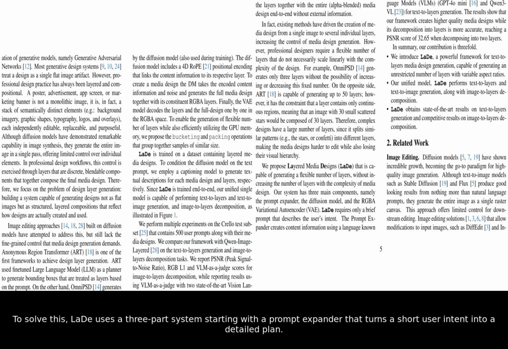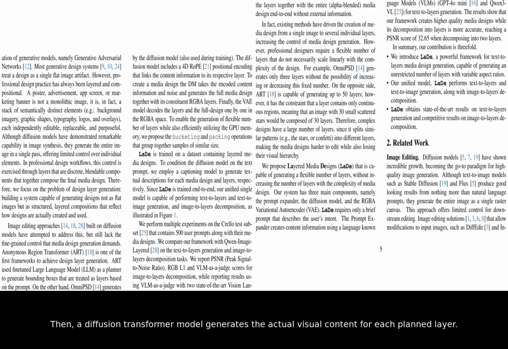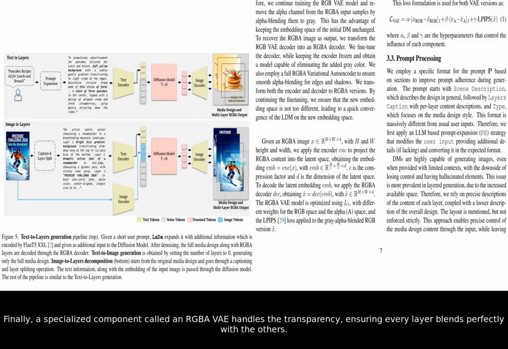To solve this, LaDe uses a three-part system starting with a prompt expander that turns a short user intent into a detailed plan. Then, a diffusion transformer model generates the actual visual content for each planned layer. Finally, a specialized component called an RGBA handles the transparency, ensuring every layer blends perfectly with the others.